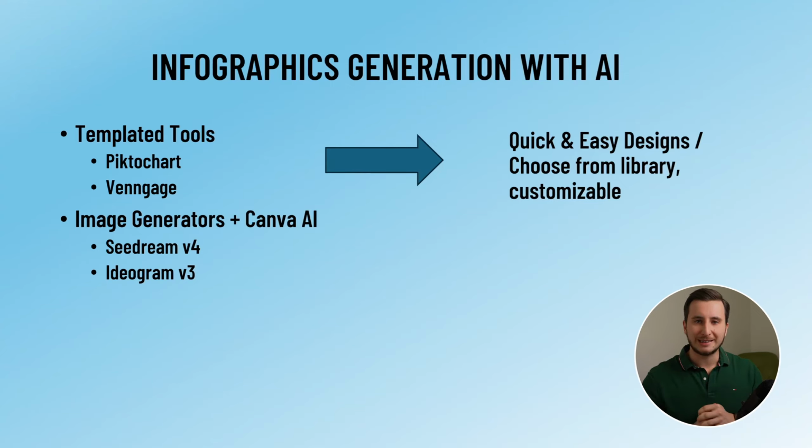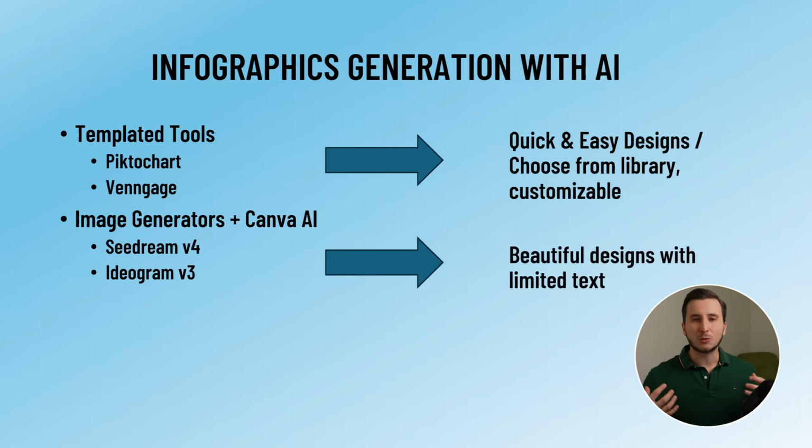Those models are generally image generators. They are not infographic generators or anything like that. But the fact is, they are really good at placing text on the image, and that's why we can use these models to generate infographics for us. This is really nice for beautiful designs, but with limited text. If you want your infographics to be text heavy, they will not be able to incorporate that.